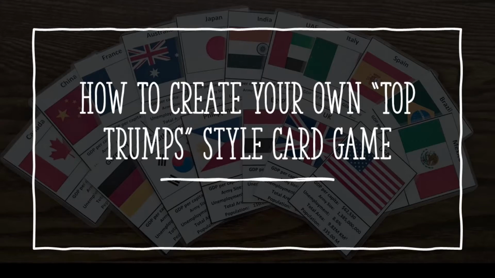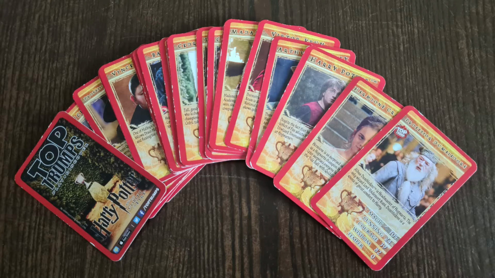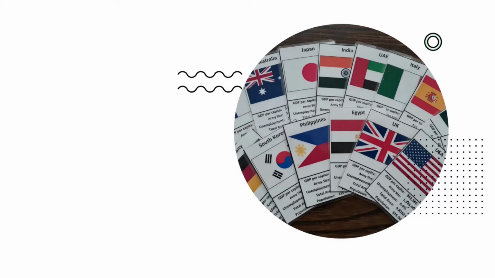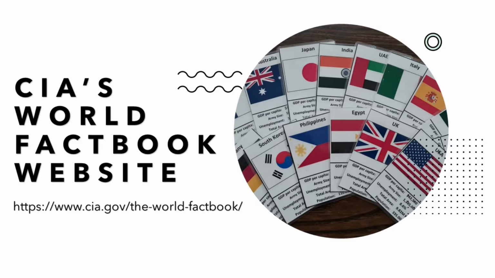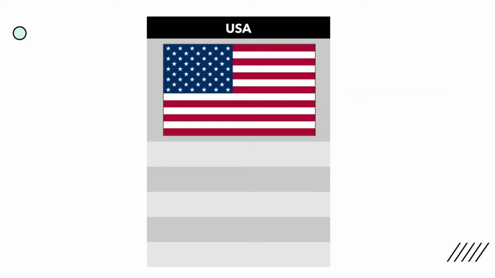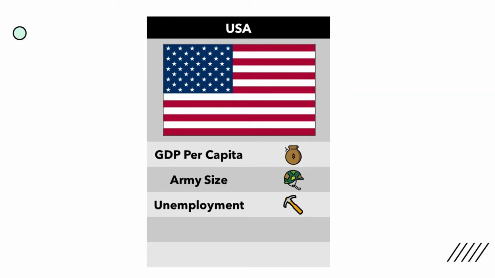We had so much fun playing Top Trumps Harry Potter, and we have decided to make our own version with an educational flair to it. In this video, we'll be showing you how to make a country's version of the game from the details collected from CIA's World Factbook website. In our template, we have decided to use the following values from each country: GDP per capita, army size, unemployment rate, total land area, and their population.